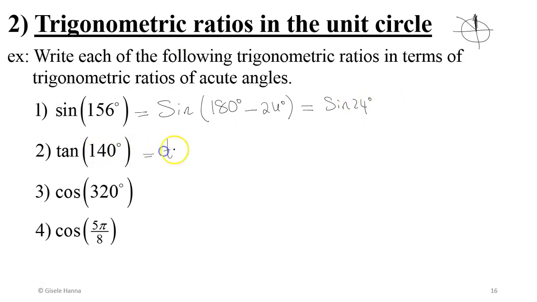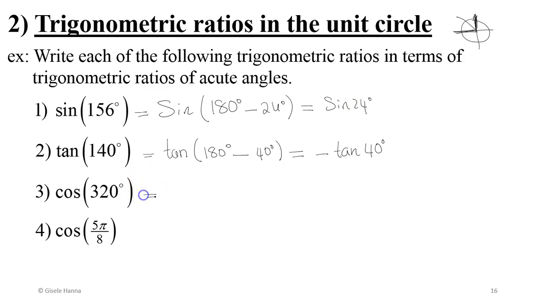Again, 140. 140 is 180 minus 40 degrees, right? Again, it's 180 minus, so that falls in quadrant 2, where sine is positive and cosine is negative, so their ratio is negative. So tan is negative, so that's negative tan of 40 degrees.